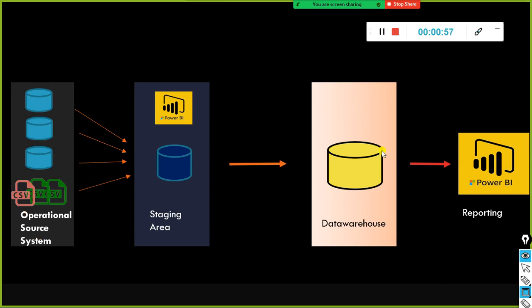So this is the typical data warehouse architecture. This is my operational source system. Here we don't do anything. Let's say you are working for a manufacturing company, and they are using different applications. They are using Oracle apps, which is enterprise resource planning software.